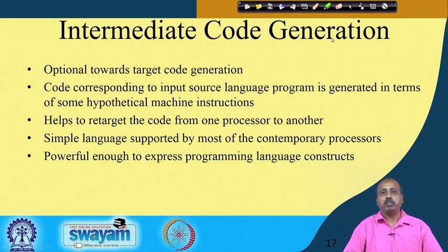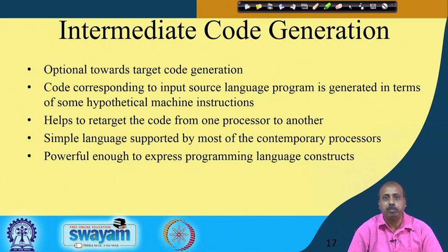So if a program is semantically correct, that means there is no error made by the programmer at this point, so it can go into the code generation phase. As I said, this code generation phase goes through two different stages. One is called intermediate code generation, and another is called target code generation.